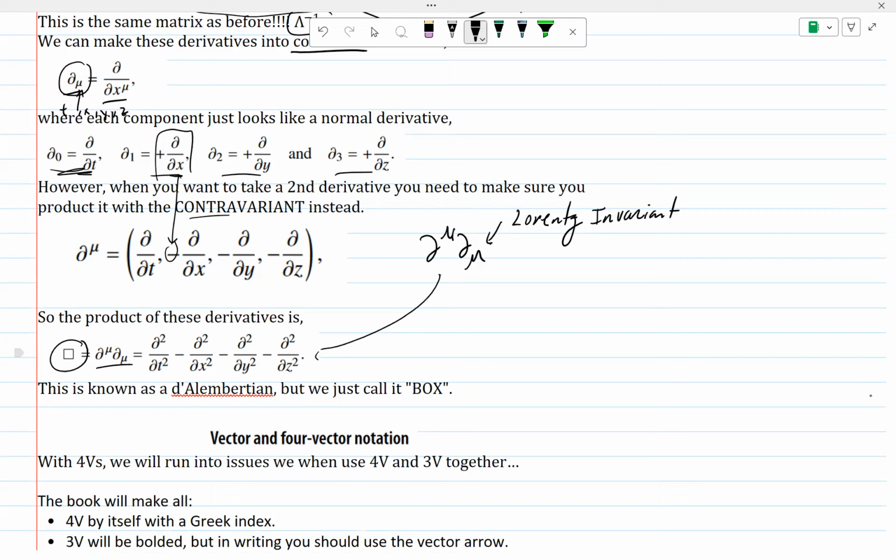D'Alembertian. Maybe someone who says that more often will know how to actually pronounce it. I always say D'Alembert, I don't know if that's right though. I just call it box. Yeah, that's what I say most of the time too. We just call it box, when you box a function.